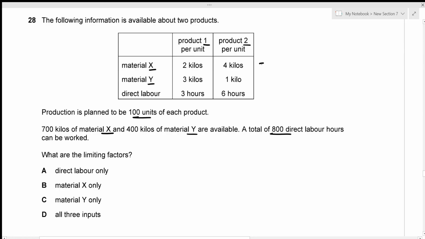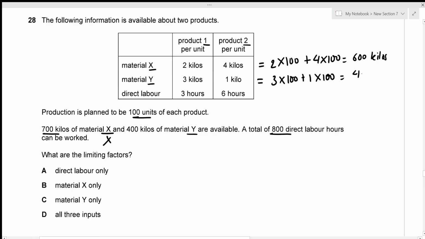Alright, I'm going to calculate the material X first. So for product 1, that's 2 into 100. And for product 2, that's going to be 4 into 100, which gives a total of 600 kilos, which is lesser than the available 700 kilos, which means that material X is not a limiting factor. Alright, the second one, I'm going to calculate for material Y. That's going to be 3 into 100 plus 1 into 100. So that's 400 kilos. So this is exactly the amount of material Y which is available, which means that material Y is also not a limiting factor.